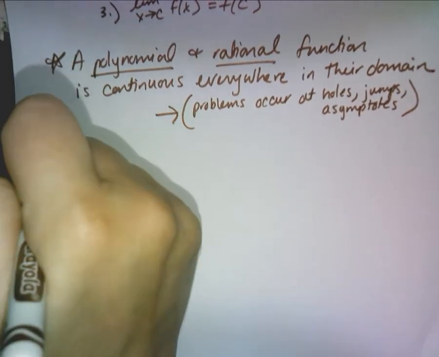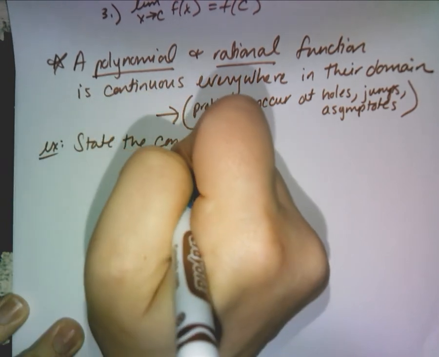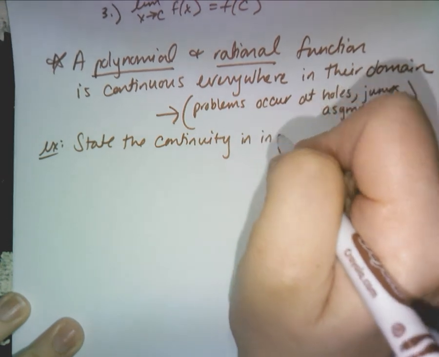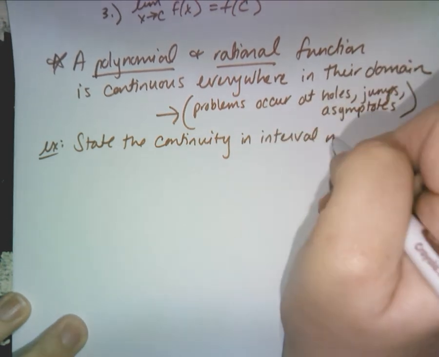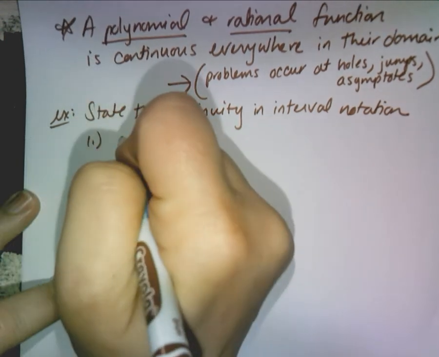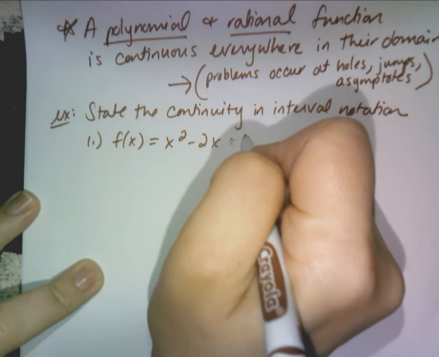So give me 1 minute. State the continuity in interval notation. So f of x equals x squared minus 2x plus 3.